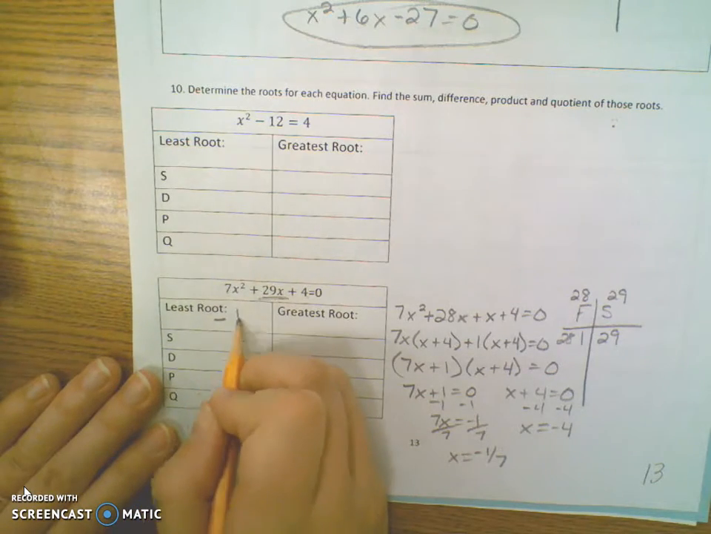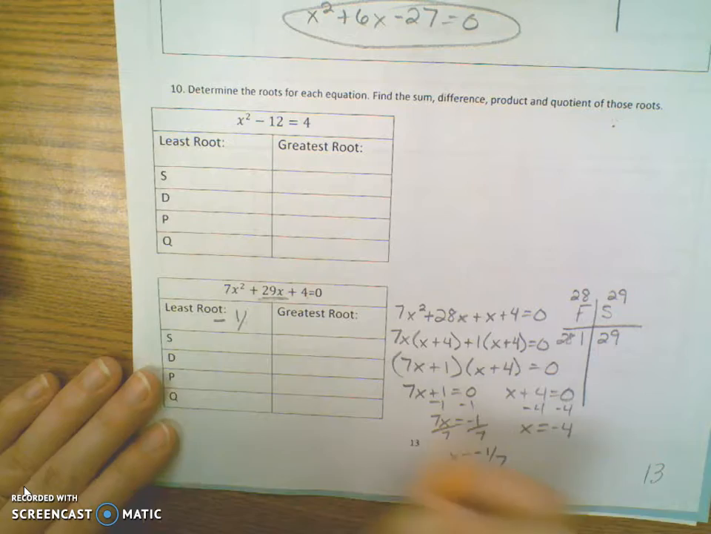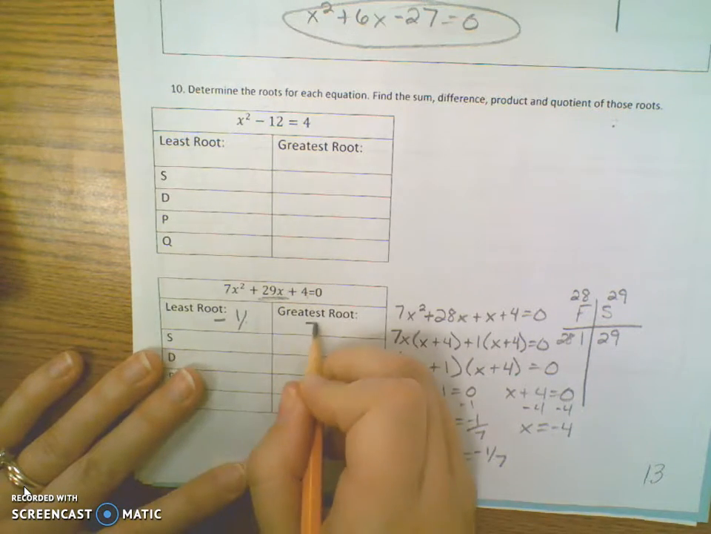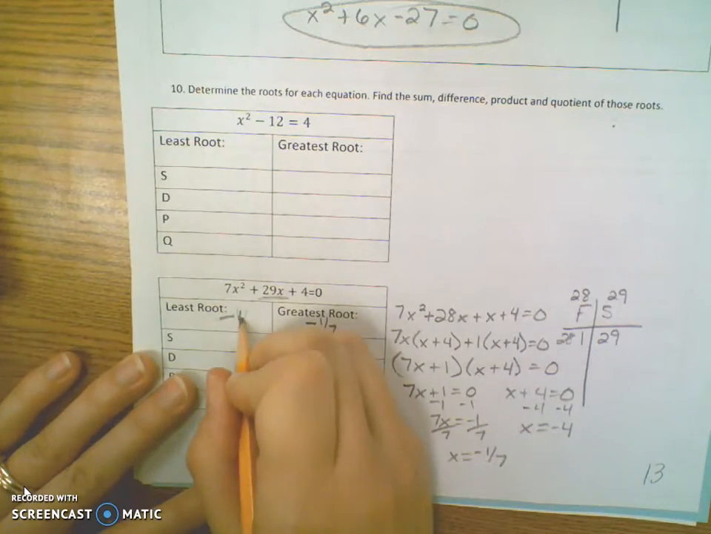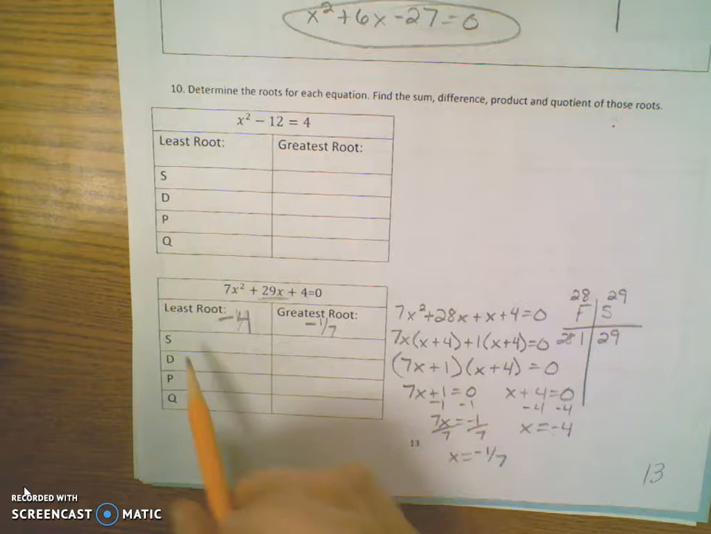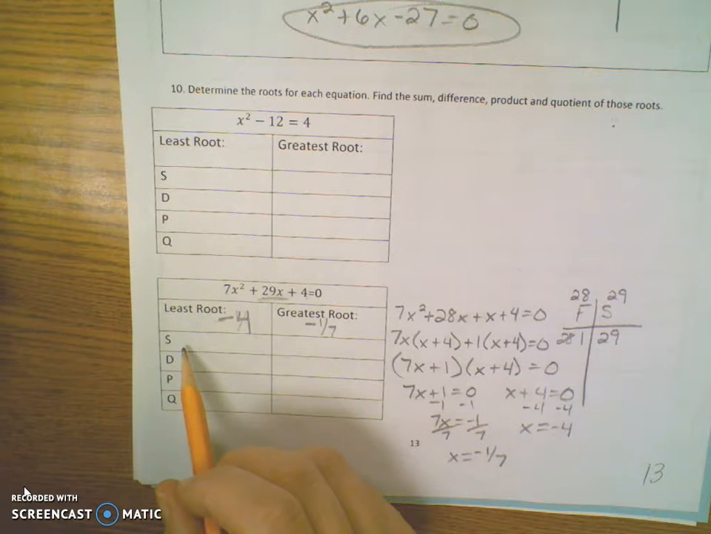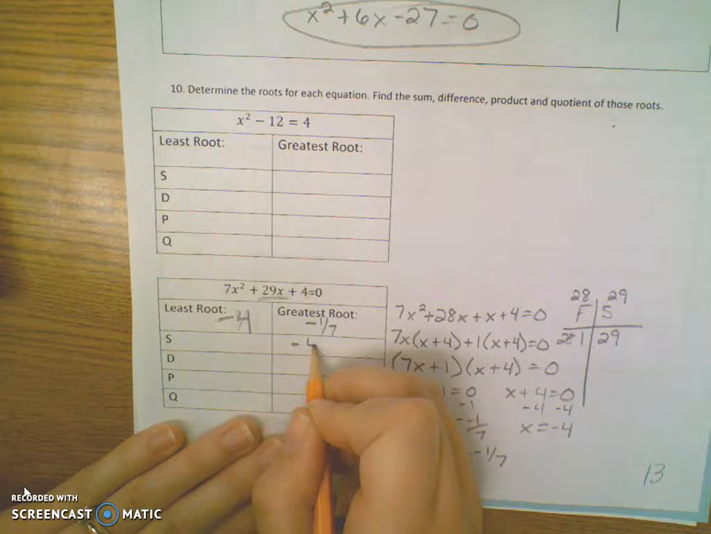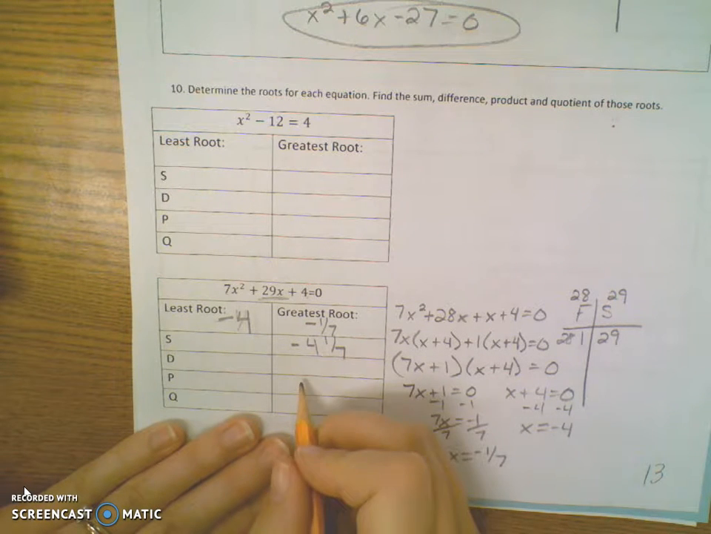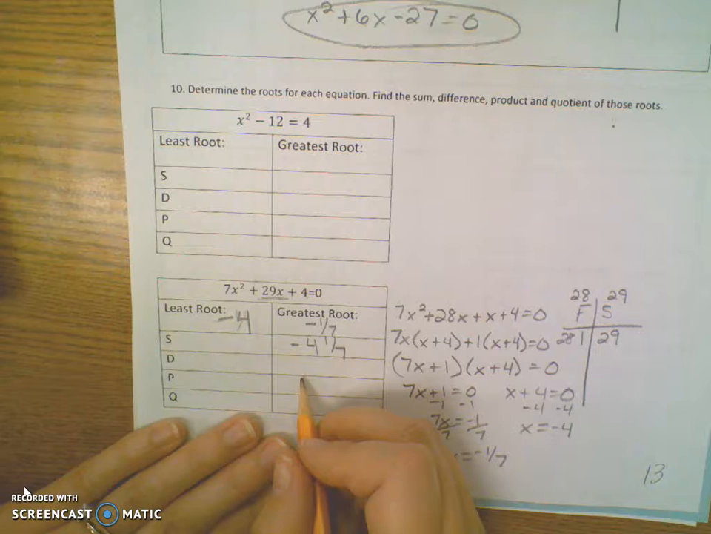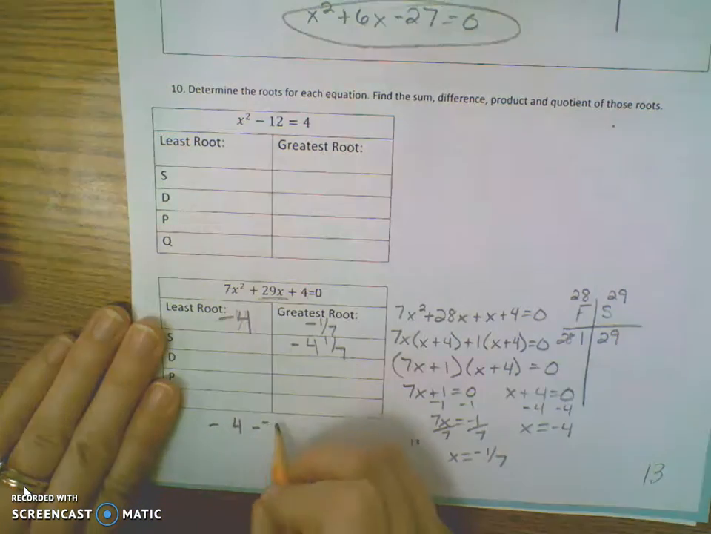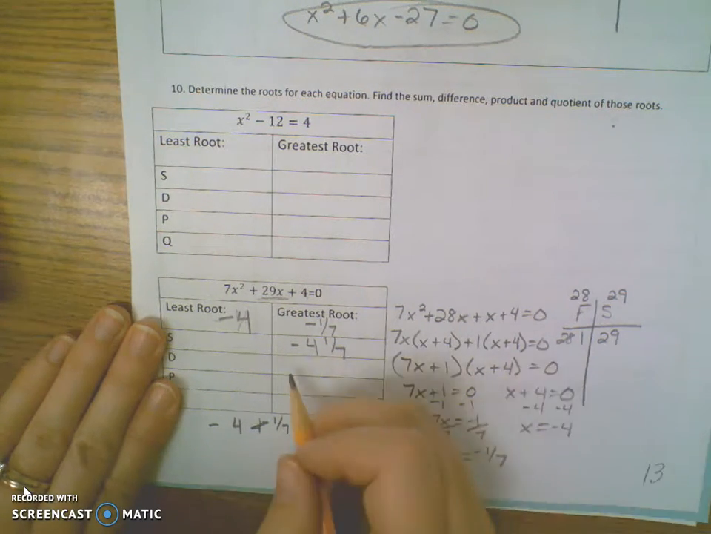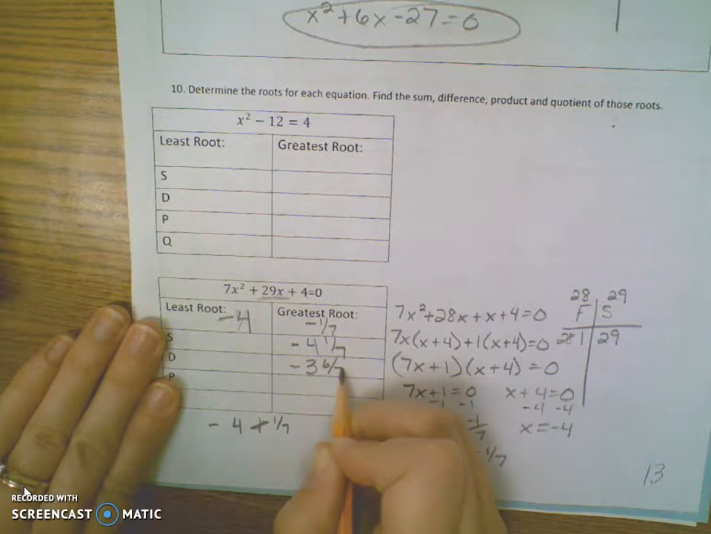So my smaller root is going to be -1. Oh no, I'm sorry, this is -4. So my greatest root is going to be -1/7, and my least root is going to be -4. And so if I add those together, then I'm going to get -4 and 1/7. If I take the difference of those, so -4 minus -1/7, then that's basically plus 1/7. So I'm going to have -3 and 6/7.